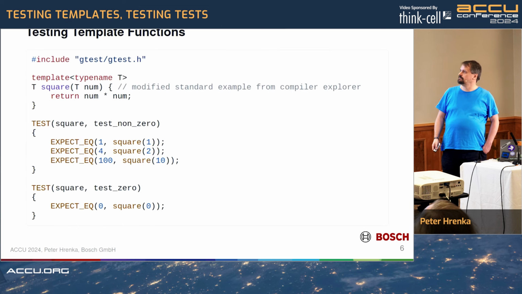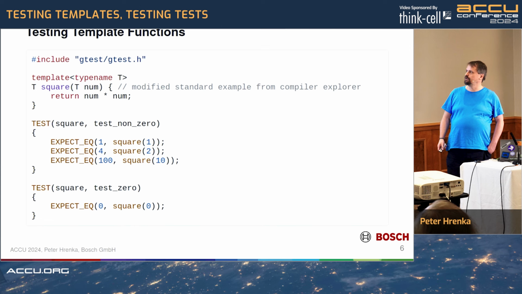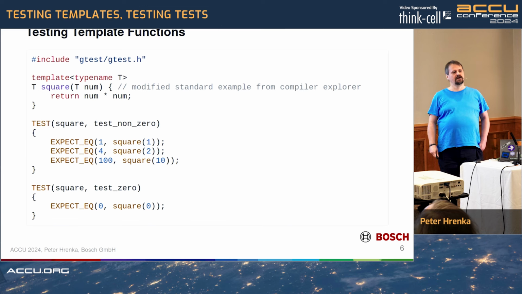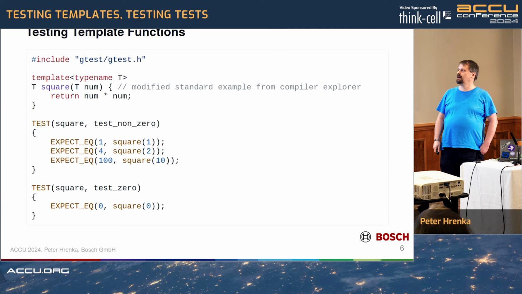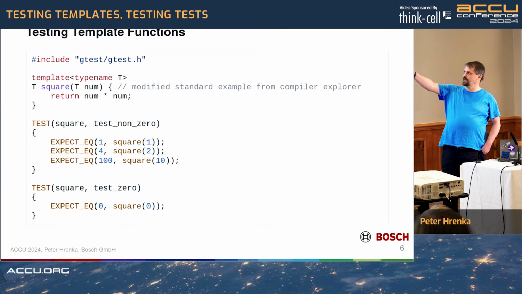Okay, so how do we go about that? What can we do? Let's say I want to test a template function. I have a template function, something very simple, a square function, but as a template, taking a template type. What we're using is Google Test here. It has these handy test macros. You just put some expectations in there. You can give some names, the name for the test, which is important.